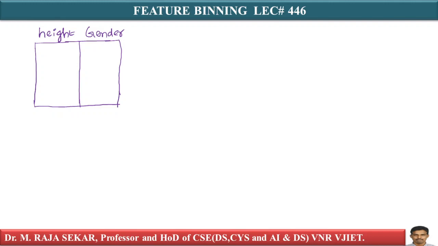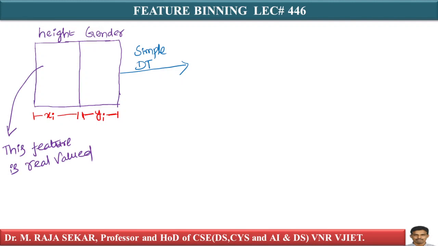On this table, I will train a simple decision tree, not a very deep decision tree, a fairly balanced tree, training a simple decision tree just using one feature. What is my xi? Height is xi, and gender is yi. Remember, this feature h is a real valued feature. I do not overfit the decision tree. I build a simple, reasonable decision tree.